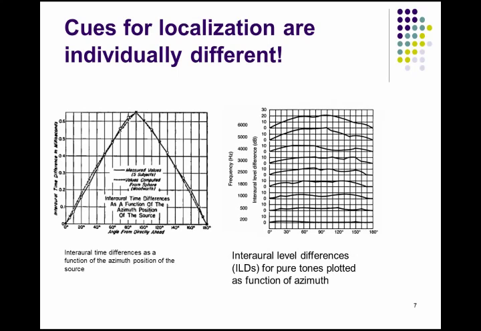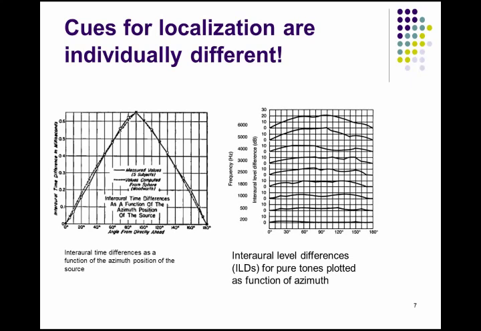They are slightly different for each person because of the size of the head and the shape of the head. The interaural level differences as a function of frequency are also quite different. This is only for one person, but you see that these transfer functions vary dramatically as a function of frequency and as a function of the angle.